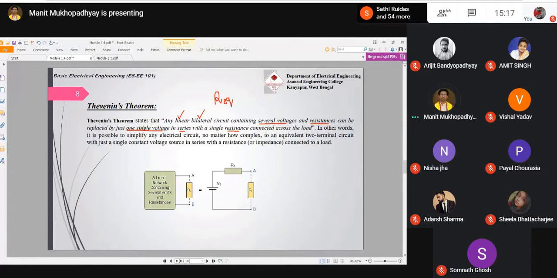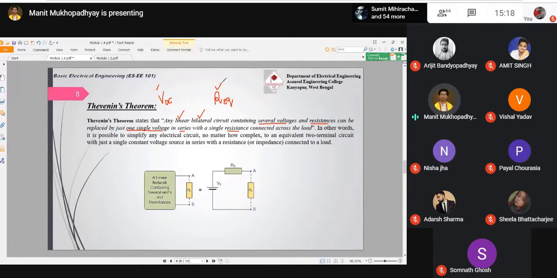And this single voltage source that will be connected in Thevenin's theorem is called the open circuit voltage. That's why it is written as V suffix OC. It is called open circuit voltage, right? So any linear bilateral circuit can be transformed by using this one single voltage source VOC and one equivalent resistance in series connection.